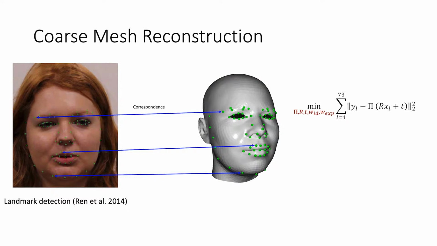The vertices are projected on the image using the pinhole camera model. We minimize the distance between the detected landmarks and the projected vertices to optimize the camera parameters pi, r, t, and the face model parameters WID and WEXP. After the optimization, we will have a coarse face mesh that is closely aligned to the input face.